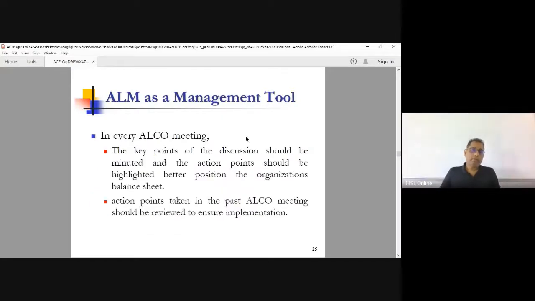So during an ALCO meeting, the key points would be, obviously, like any other meeting that you have, you will minute it and you will have action points. And each person, there will be a responsible person who has to deliver on that. This is stating the obvious in this particular slide, but what it's trying to say is, look, like any other meeting, you have to have a structured method of making sure that the meeting actions are delivered, and then going ahead and ensuring that those are implemented.